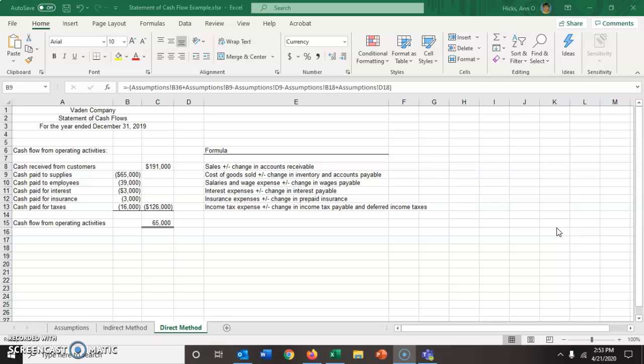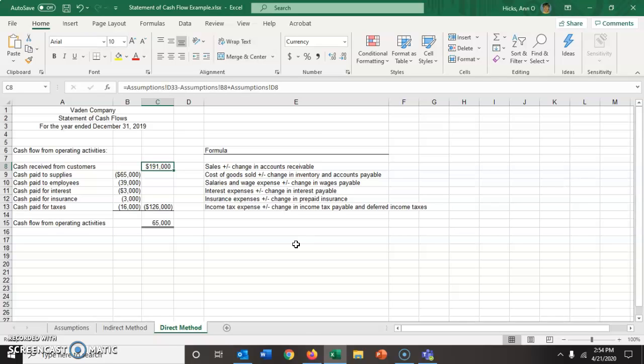What we're doing in the direct method is, instead of starting with net income and reconciling to cash basis net income, we are actually determining the cash we received from different sources, the cash we paid out from different sources. And we're going to do this by taking into consideration the income statement line items adjusted by changes in current assets and current liabilities that relate to them.